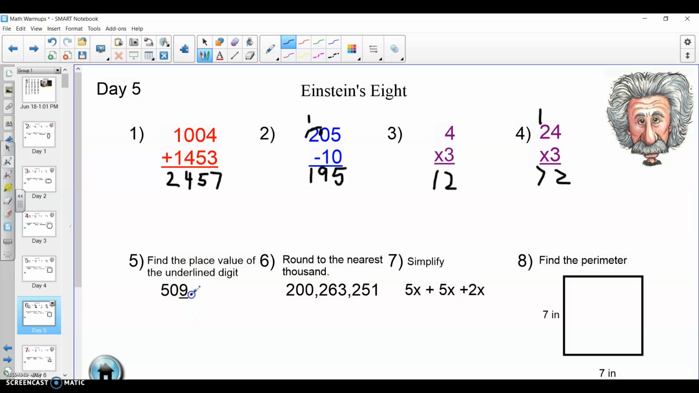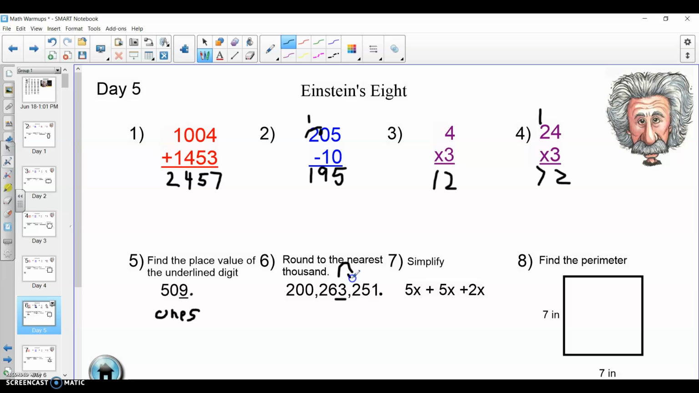Find the place value of the underlying digit. Every number has a decimal, so I know where I am on my place value system. The 9 is in the ones. I like that. All right. And then again, every number has a decimal. So this time it said round to the nearest 1,000. I need to know which number's in the 1,000. So ones, tens, hundreds, and 3 is in the thousands.